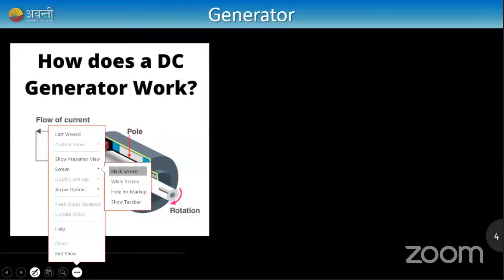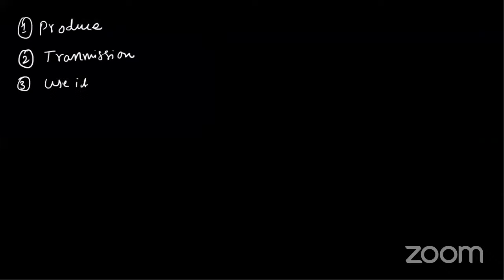If I want to use electricity in my home, the electricity has to be produced at some point. So the first point is production of electricity. Then from that point to my home, I have to transmit the electricity, transport or transmission of electricity. And the third point is, when the electricity comes to my home, I have to use it. So these are the three simple steps in transmission of electricity.